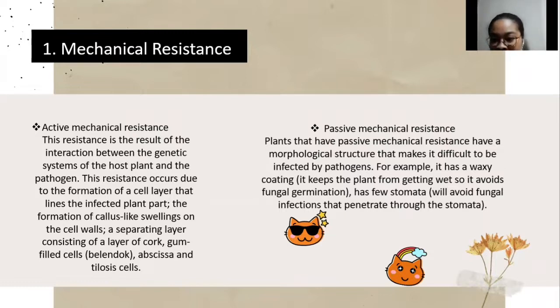Passive mechanical resistance. Plants that have passive mechanical resistance have a morphological structure that makes it difficult to be infected by pathogens. For example, it has a waxy coating. It keeps the plant from getting wet so it avoids fungal germination. Having few stomata will avoid fungal infection that penetrates through the stomata.